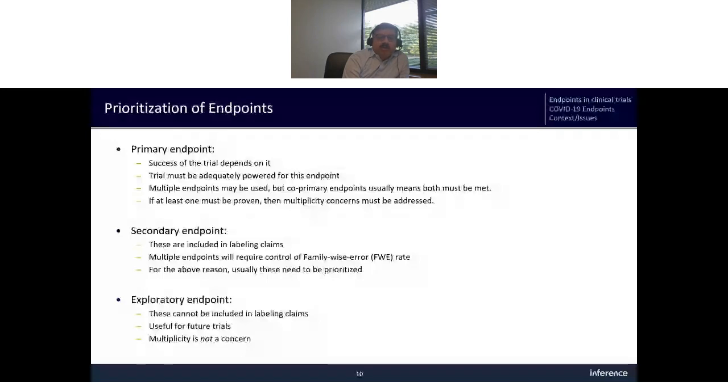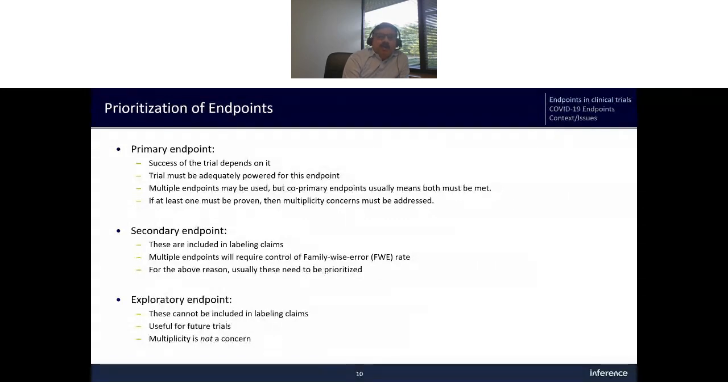Multiple primary endpoints can be used. We call them co-primary endpoints if both of them must be met. And if we design a trial where we look at two different things, let's say hospitalization and mortality, and if we want to say that we will prove at least one, then you will need what we call a multiplicity adjustment. Okay, because when you get two chances to be successful, there is a penalty that you'd have to pay through what we call the type 1 error rate, or adjusting the false positive rate.